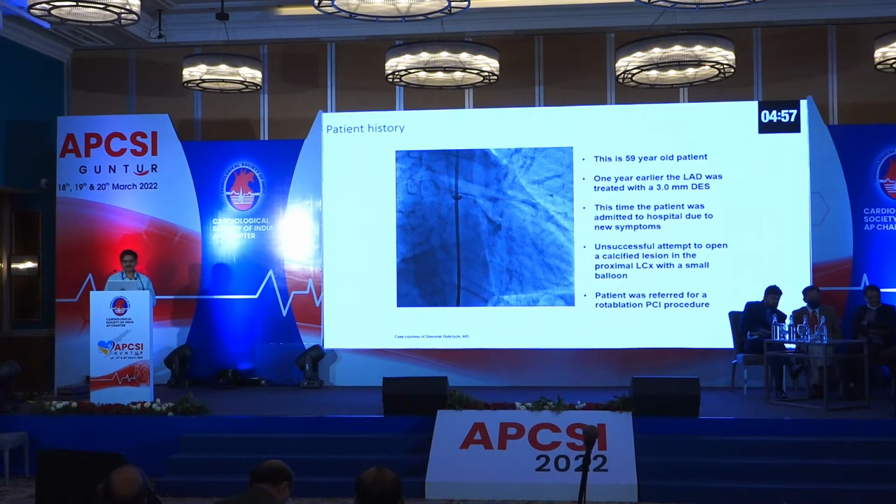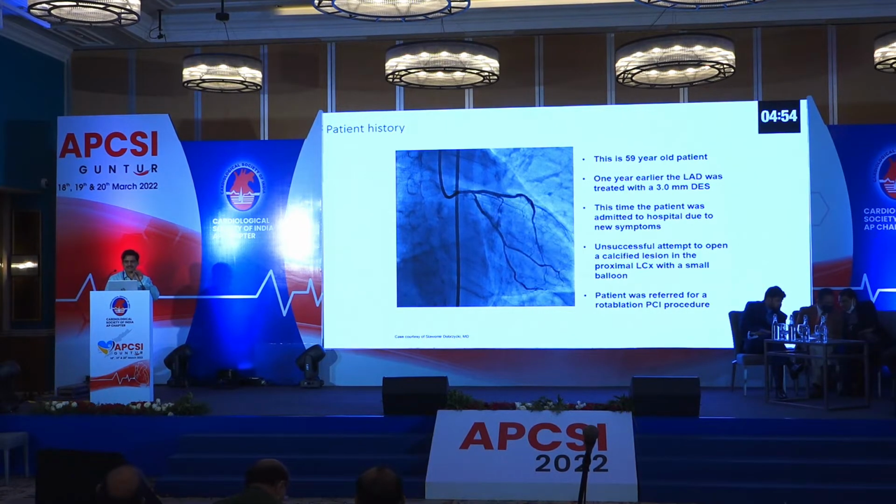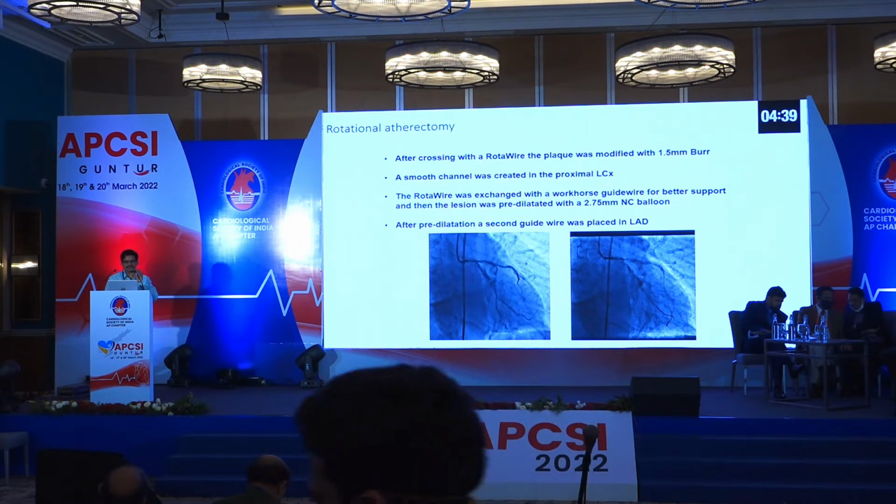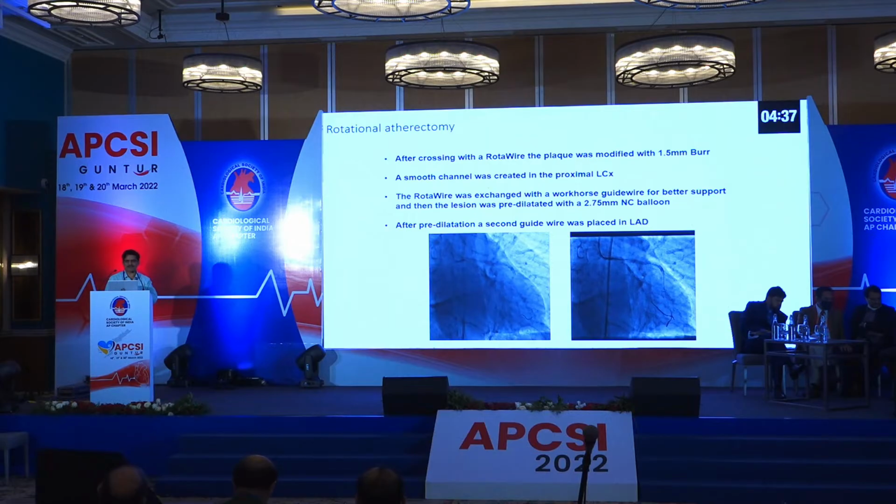And this is one of the case reviews. A patient underwent LAD angioplasty years ago. This patient was admitted again in the hospital with new symptoms, after an unsuccessful attempt to open the calcified lesion in the proximal circumflex with a small balloon, and the patient was referred for rotablation. In rotational atherectomy, you can cross over the rotawire with a burr of 1.5, and a smooth channel was created in the proximal circumflex, so that the uncrossable lesion becomes crossable after doing the aggressive rotablation. And of course, this was followed by pre-dilatation with a 2.5 NC balloon.